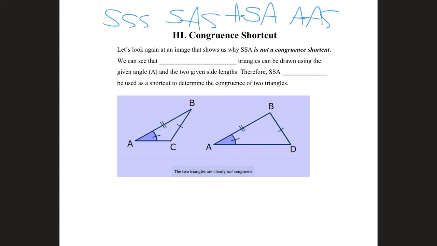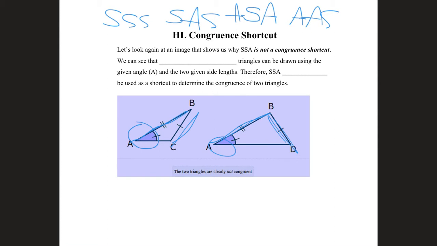But first, we're going to look back at why SSA did not work, why it's not a congruence shortcut. So here's an image that shows you why the SSA doesn't work. In this image, we can see that for these 2 triangles, they both have this congruent angle at angle A, they both have side length AB, and they both have the side length BC. Here it's called BD, but it's the same side length. And there's 2 different triangles. They're definitely not congruent. So here is an example of why SSA doesn't work.